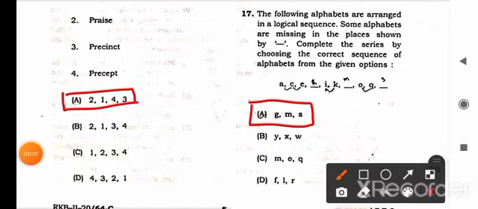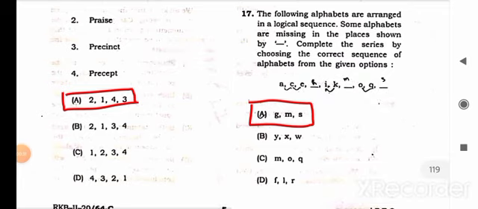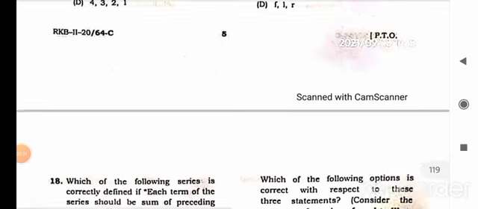The question number 17. This is again a series like A given, B blank, C, D blank, E. So here one gap is going. After E again one gap, F, then comes G, then H gap I, J gap K, L gap M, N gap O, P gap Q, and then R gap S. So the answer would be A. This way you have to solve, okay.